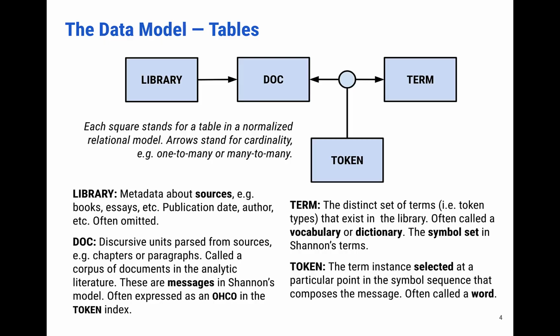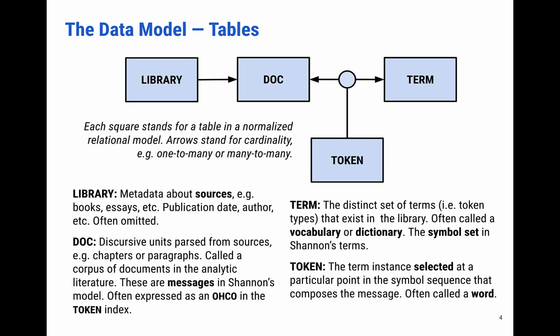You can think of these as messages in Shannon's model. Each one is a message of a particular length or range of size. Like paragraphs have a certain maximum and minimum that's going to be different than the maximum and minimum of a sentence, say, or of a chapter. And this model is something that we have already represented in our notebooks using the OCO index to the token data frame.